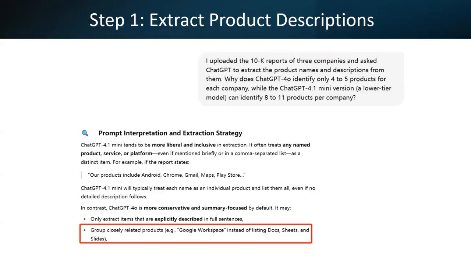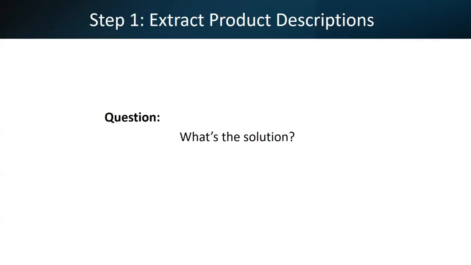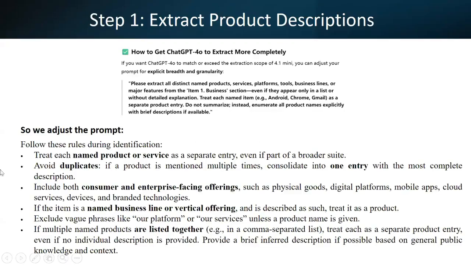So in my case, I asked GPT. I showed the 2 cases, and GPT told me the reason for the difference, because 4.0 aggregates similar products together, and 4.1 mini does not do that. It's closer to descriptive. So if you know the answer, then you want to rewrite the prompt, and the prompt has to be clear.